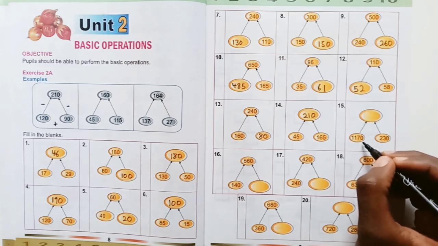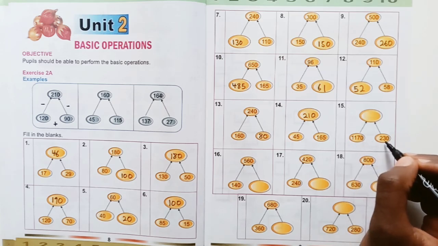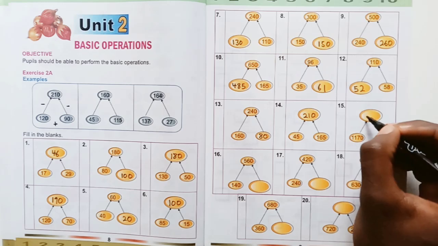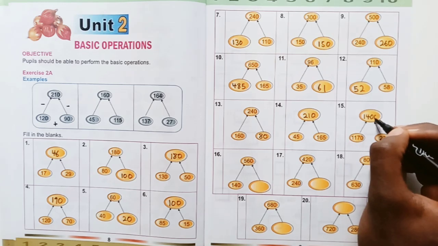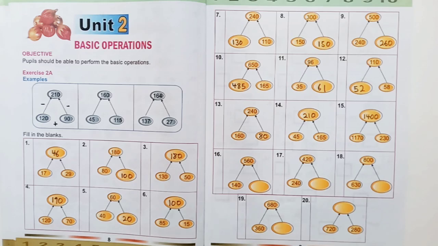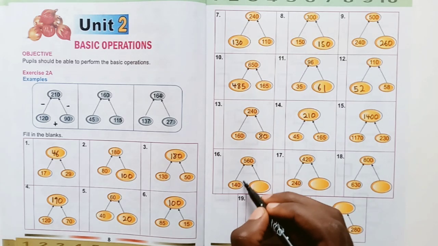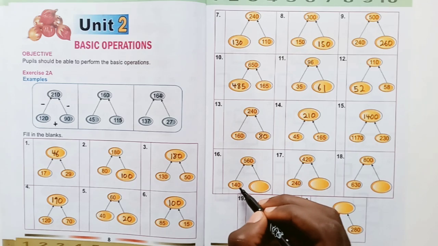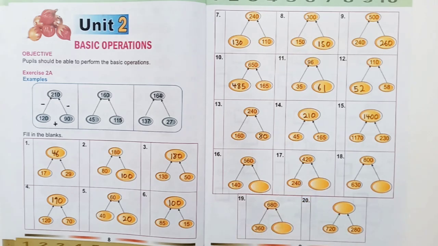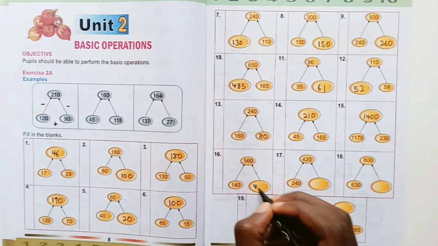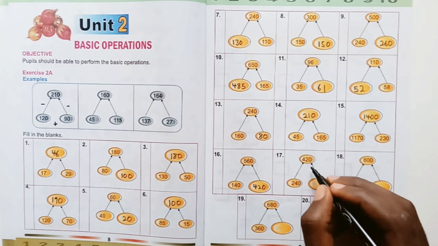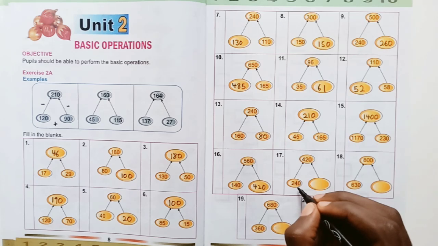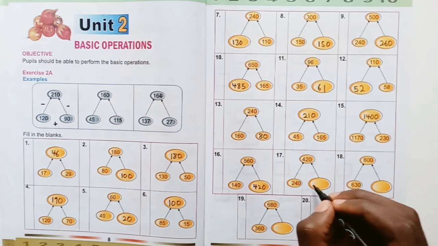This one will be 1,170 plus 230. That will give us 1,400. Okay, so that is basically the pattern. Now, this minus this, that's 560 minus 140, will give us 420. Then we have 420 minus 240. This will give us 180.